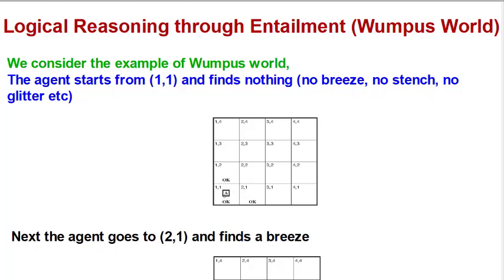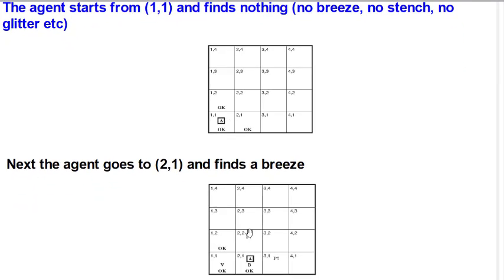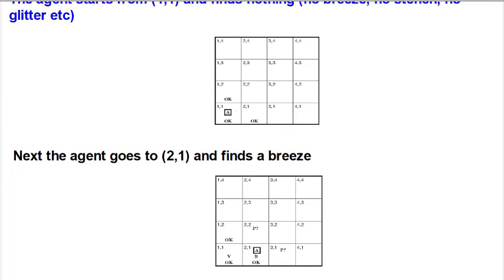And because there is no percept, there is nothing in the adjacent squares. Next the agent goes right and comes to block 2 1. Here the agent senses a breeze, so I am marking it with red. A breeze indicates that there is a pit either here or here, but we know this one was safe, so we put it out. So there can be a pit here or here. This is what we have till now.